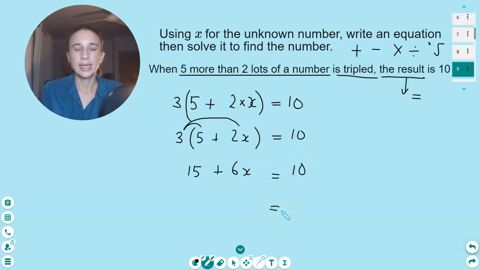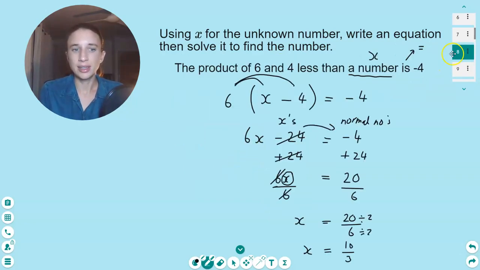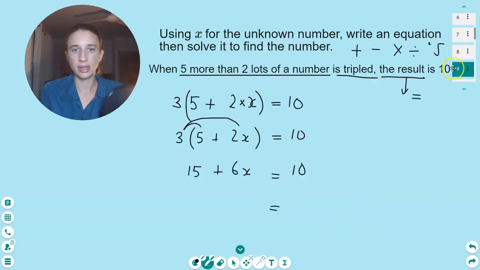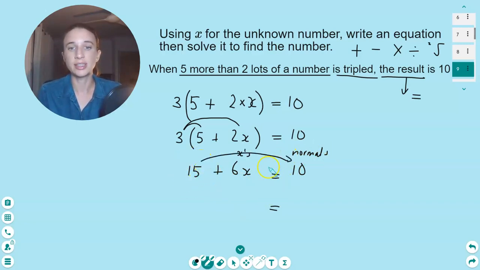Nice. Now, what we want to do, just like the last one, is get our x's on one side and our normal numbers on the other. I'm just going to write that here. X's, normals. Okay, so I've got a normal number lingering over here. I want to get him over to the other side. How can I do that? Well, I use the opposite sign to undo.